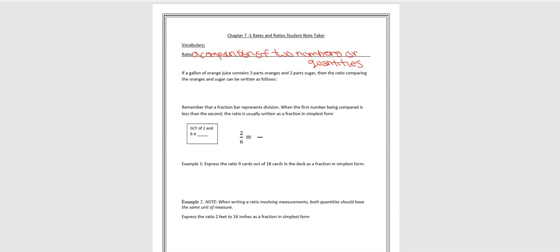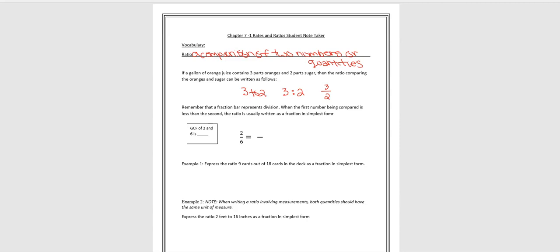So, if a gallon of orange juice contains 3 parts oranges and 2 parts sugar, then the ratio comparing the oranges and sugar can be written as 3 to 2. You can also write a ratio of 3 to 2 using a colon or a fraction, 3/2. Okay? So remember, a fraction bar represents division.